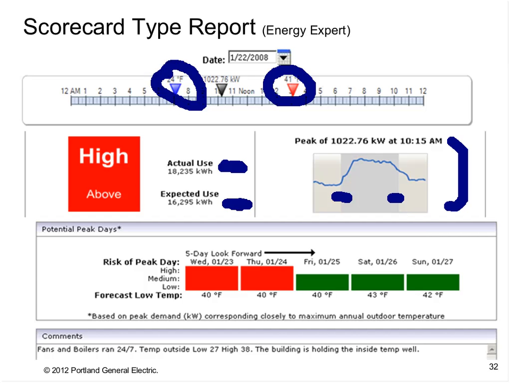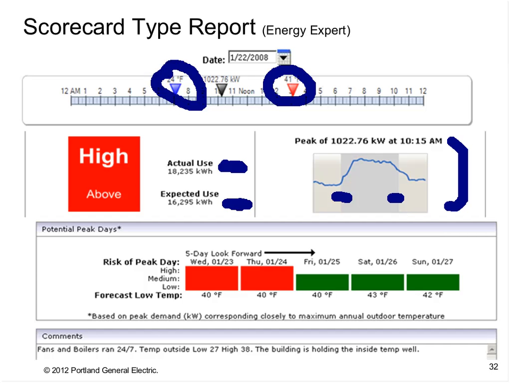Let's say if it's a warm hot spell, what have you. This basically is like a predictor to see whether you could possibly reach your peak demand for the month. Below that is a comments box.